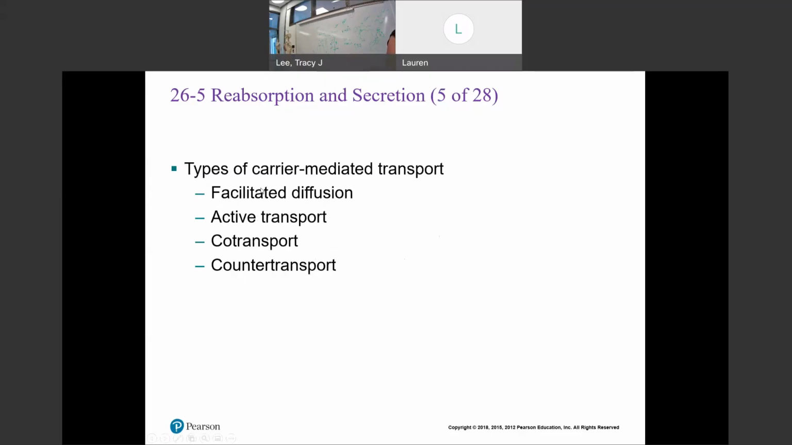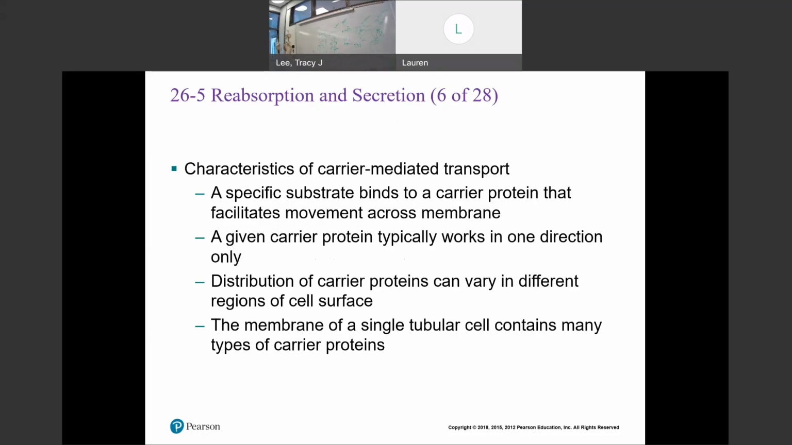So we have facilitated diffusion, which is not active transport. We have active transport, co-transport, counter-transport. I am not going to quiz you. I used to do this, and I've gotten nicer as I've gone along. I used to make them know what kind of transport was happening in each portion of the tubules, but for the sake of time, I didn't ask you any questions about that. So you don't have to worry about studying that.